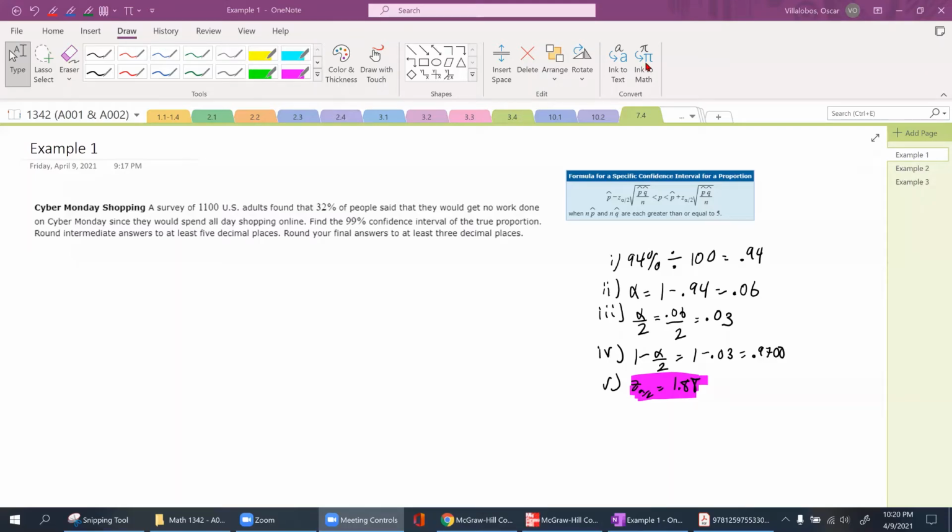Hello class, welcome back. Today we're going to continue section 7.4, and we're going to use the methods that we used in 7.2 to put everything in the bigger picture. And if you notice, it's the same pattern.